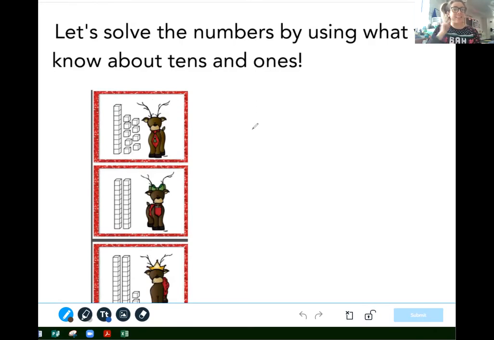Okay, if you are listening to this, this means you have already solved these three problems by yourself. So let's do them together so you can check your work. So how many tens do you see here? 1 10. Let's count our ones. I'm going to put dots on them to show that I counted them. Here we go. 1, 2, 3, 4, 5, 6, 7, 8, 9. 1 10 and 9 ones. What number is that? 19.